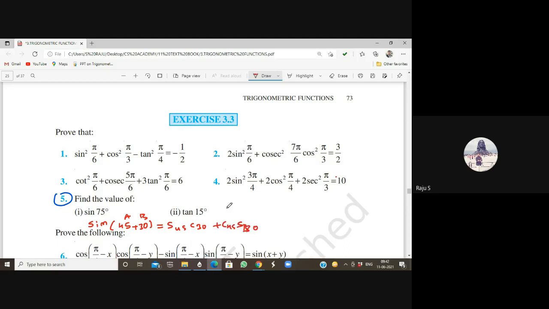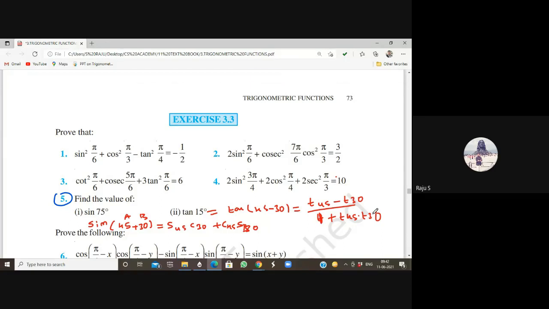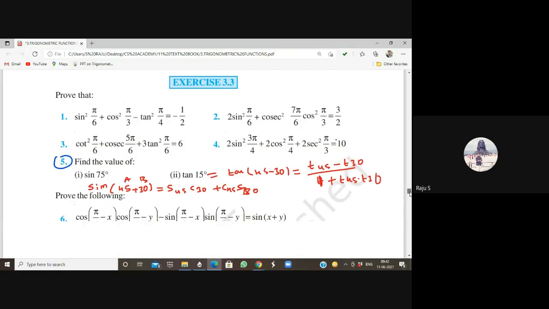Like that, and tan 15 is tan of 45 minus 30, wonderful. So this is equal to the tan A minus B formula: tan 45 minus tan 30 by, whenever the numerator is negative, the denominator is plus, so 1 plus tan 45 tan 30. That's it. Like that you can try. In case you get any doubts, we will discuss once again. But you must try.